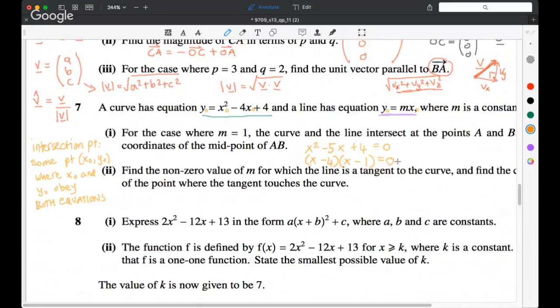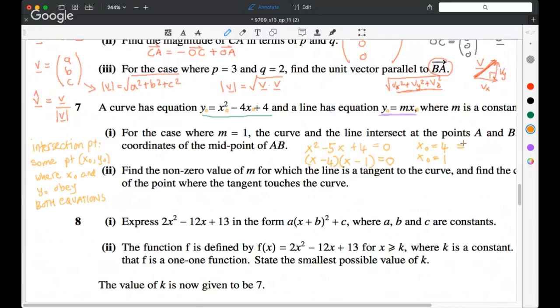So here we see that both the points where x naught is equal to 4 and x naught is equal to 1 are the x coordinates of intersection points. You find the y coordinate by just plugging them back into one of the equations. I would recommend picking this one because it's really short and not bothering to solve for y here.